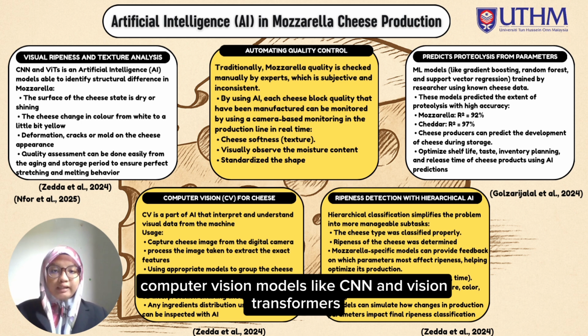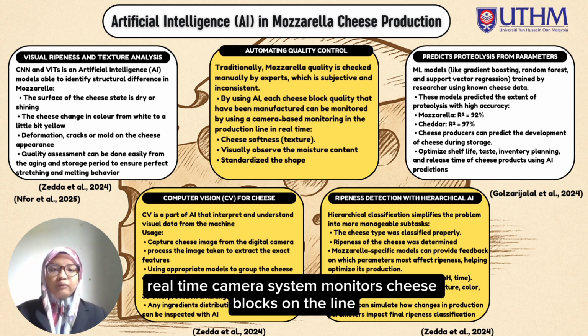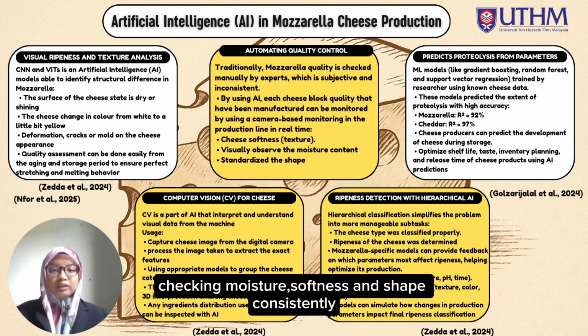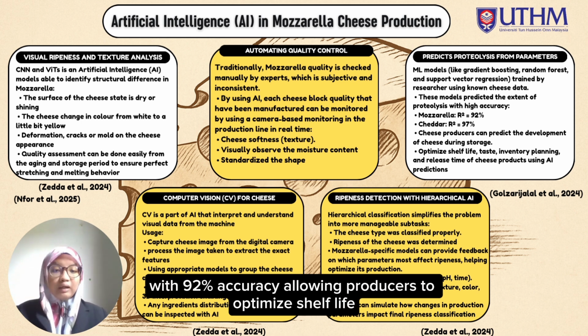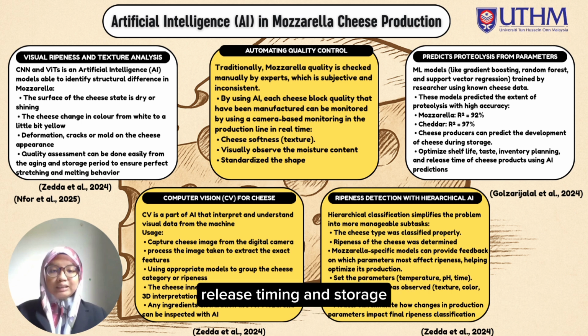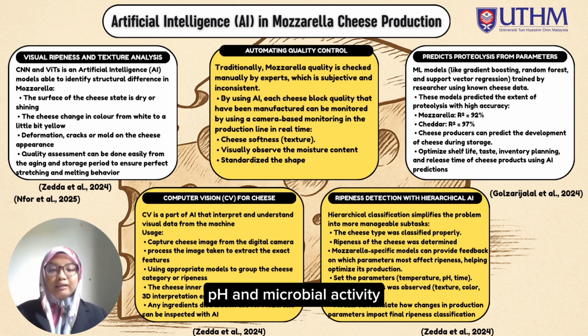Computer vision models like CNNs and vision transformers can detect ripeness by analyzing texture, color, shapes, and surface defects, replacing manual inspection. Real-time camera systems monitor cheese blocks on the line, checking moisture, softness, and shape consistency. Machine learning models predict proteolysis with 92% accuracy, allowing producers to optimize shelf life, release timing, and storage. With hierarchical AI, ripeness is classified based on temperature, pH, and microbial activity.